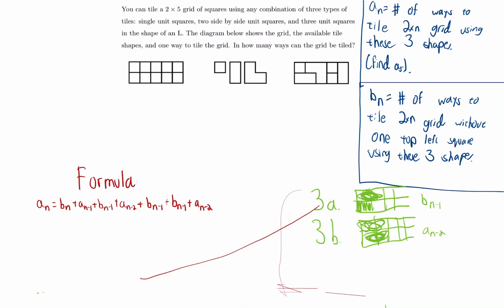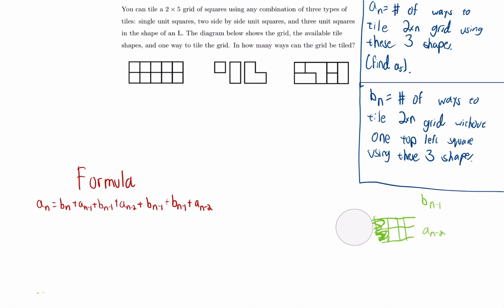Okay, now, but what's B of n? We also need a recursive sequence for B of n now. So let's do the same thing: cases for B of n. Okay, so B of n will be shaped like this.